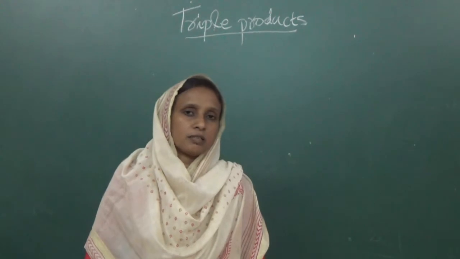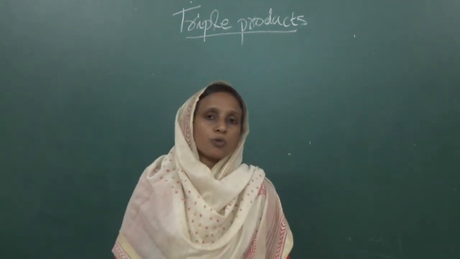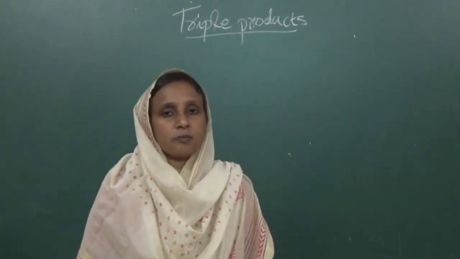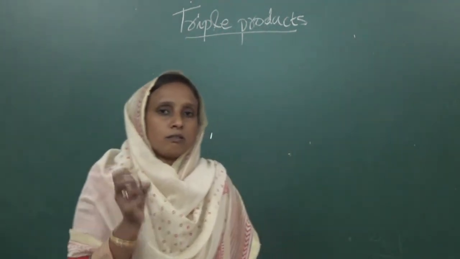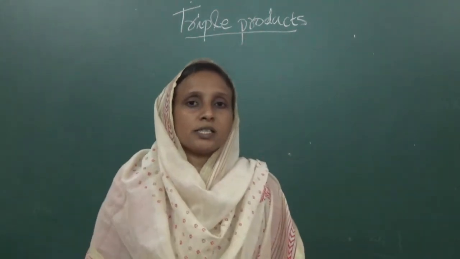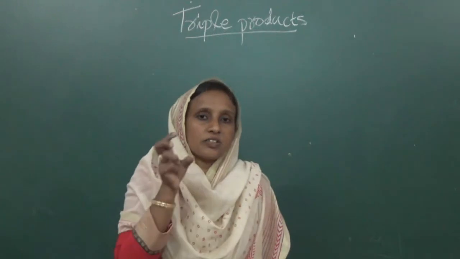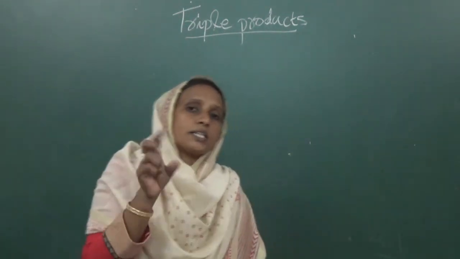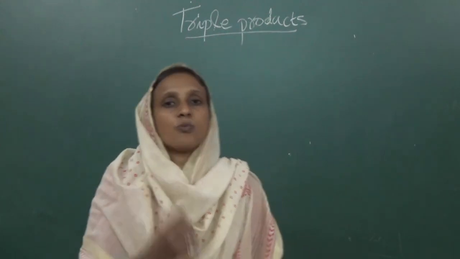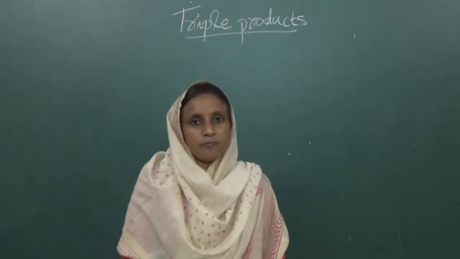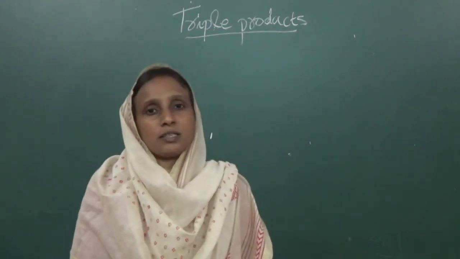The output of the cross product is a vector. So we can again do operations on this cross product because its result is a vector. You can take the dot product or cross product with this output of the cross product. Then it is called a triple product.